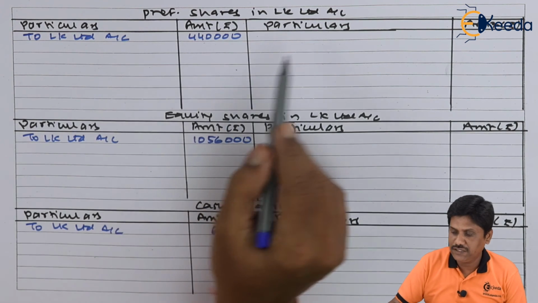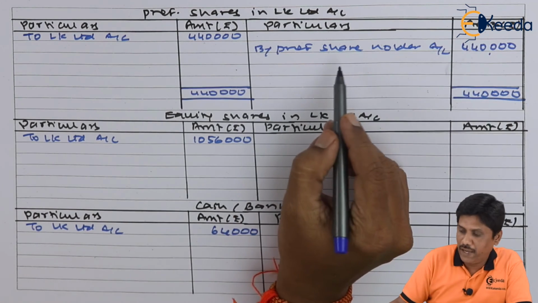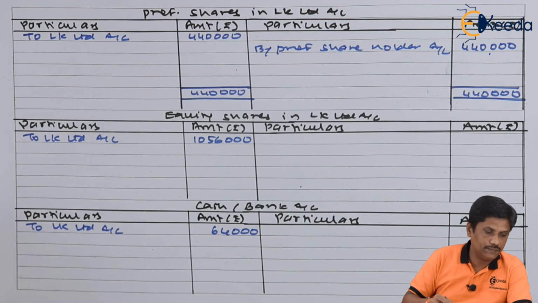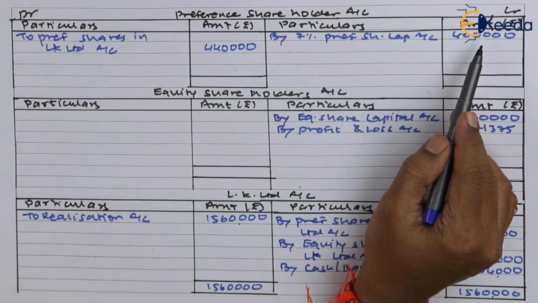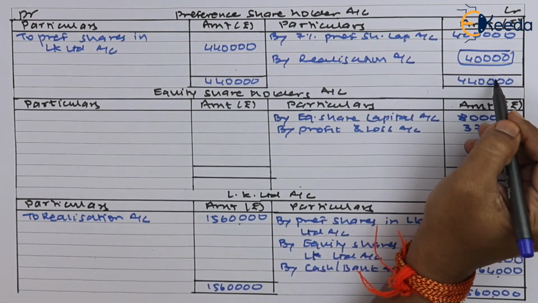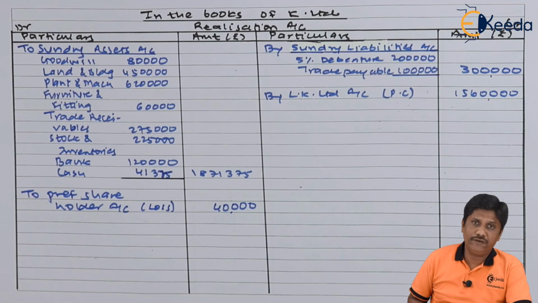Firstly, preference shares in LK Limited will be given away to the preference shareholder. So here I have written by preference shareholder account. Now in my preference shareholder, I will write on debit side. Friends, here I need to close my preference shareholder. You can notice amount payable was 4 lakh, but I paid 4,40,000. The difference amount I will transfer to the realization account, being it is a loss. It is a loss because we overpaid them. So I will debit to the realization account.